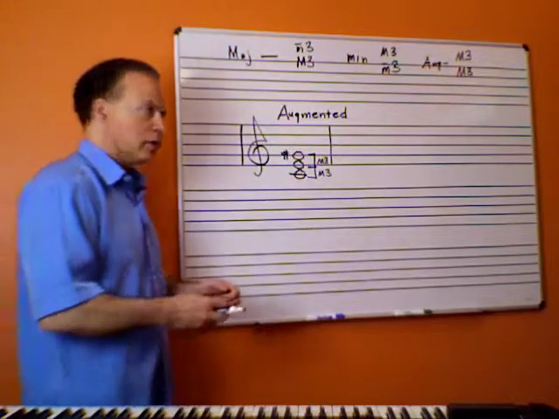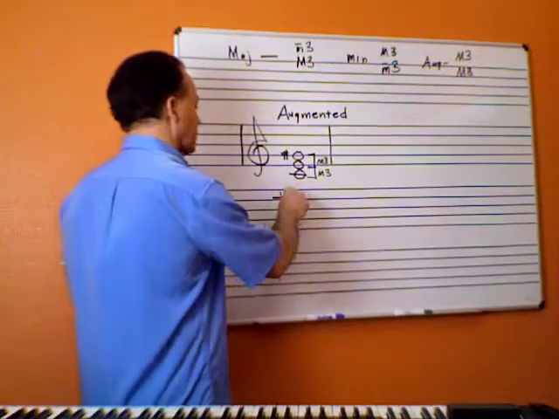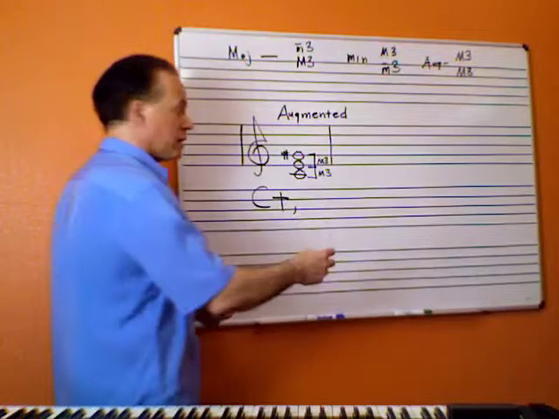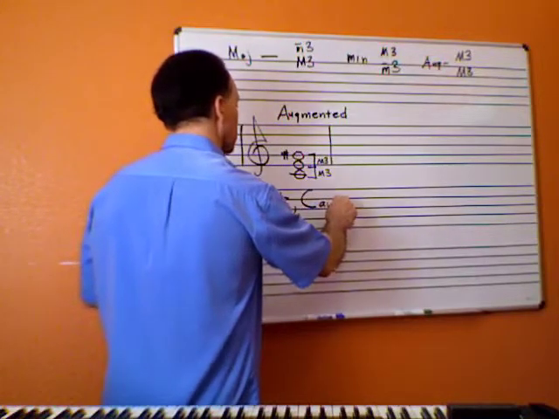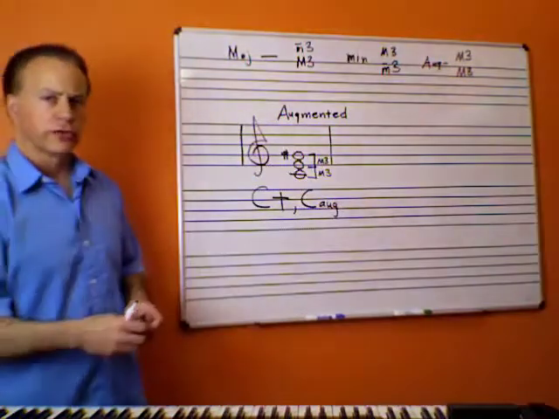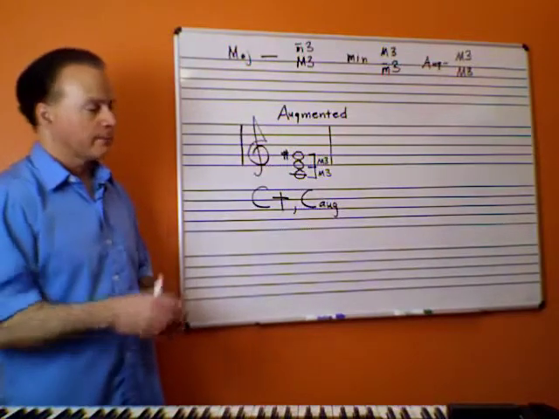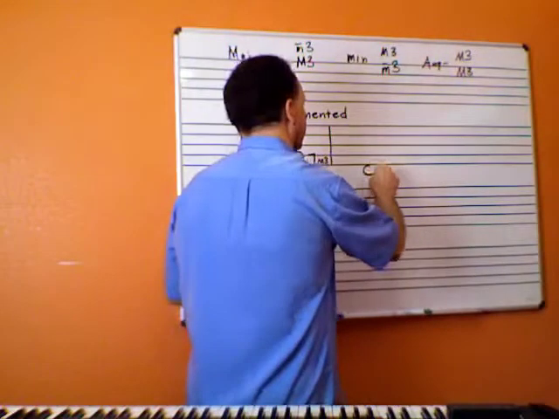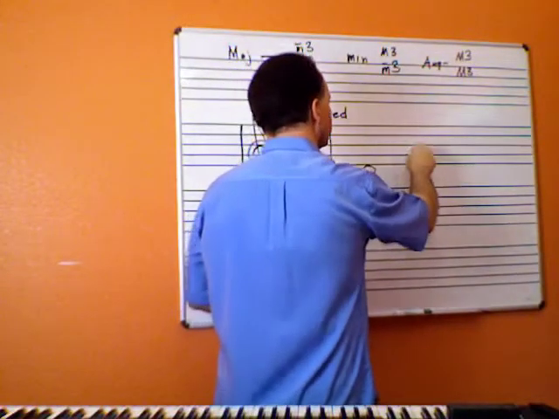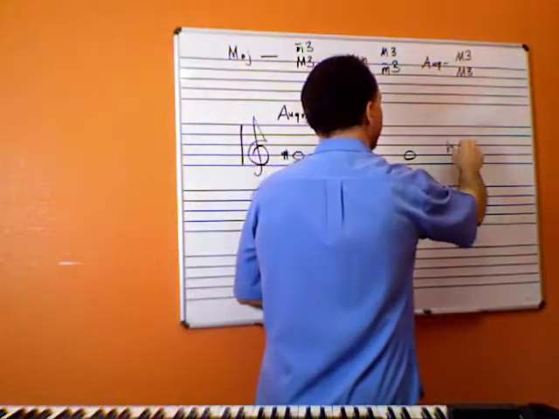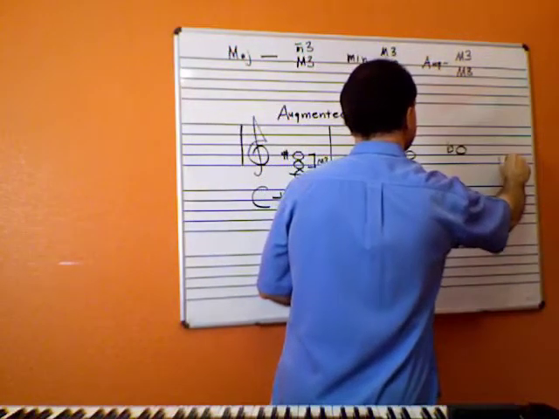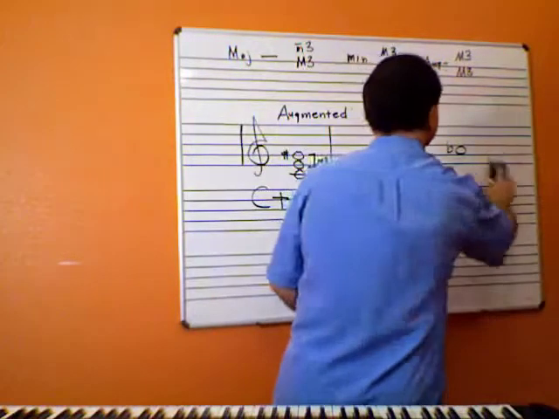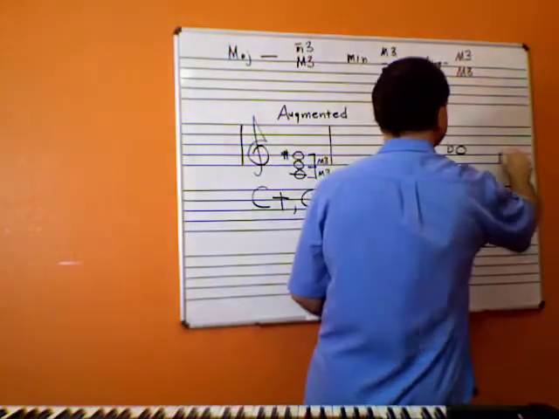Symbols associated with an augmented triad are the plus sign, in this case C plus, or every once in a while the abbreviation AUG. So any of those symbols you're going to use for an augmented triad. Let's try building an augmented triad from a few different pitches. How about from D? How about from G? A flat, and how about D flat? Well, actually I think let's change that D flat to F sharp. Let's try that.